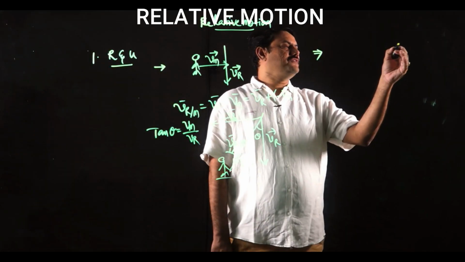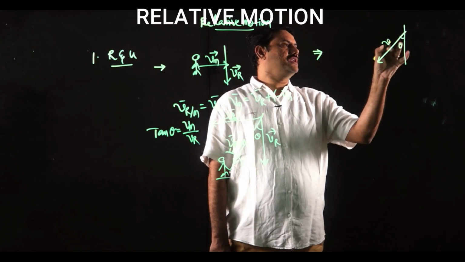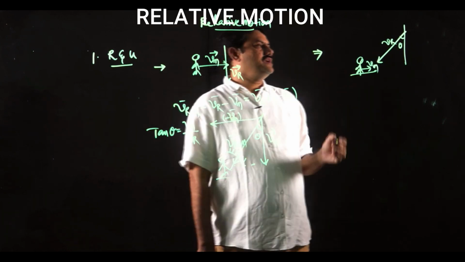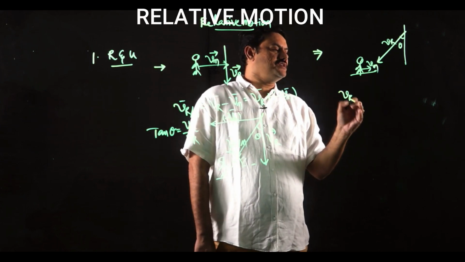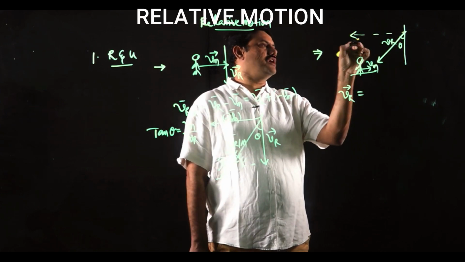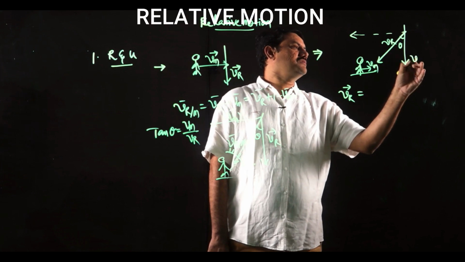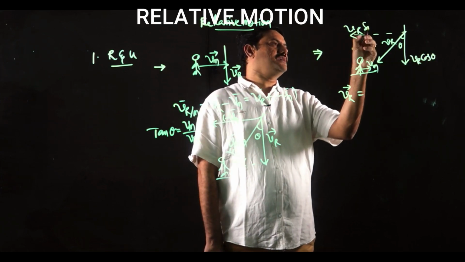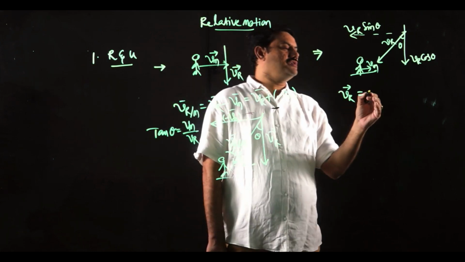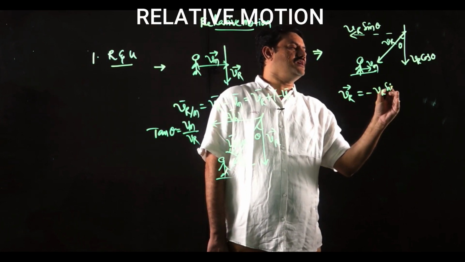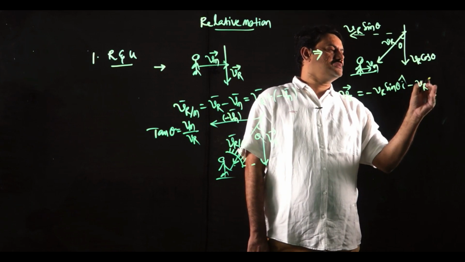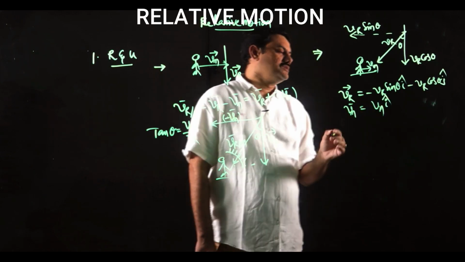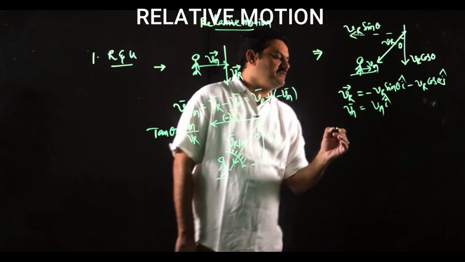Second case, rain is falling at an angle theta with the vertical and the man is moving along this direction, velocity of the man. Here first, velocity of the rain: resolve this into two components. Along this direction, Vr cos theta, and along this direction, Vr sin theta. So velocity of the rain is equal to minus Vr sin theta i cap minus Vr cos theta j cap, and velocity of the man is equal to Vm i cap. So now we want to calculate the velocity of the rain with respect to the man.